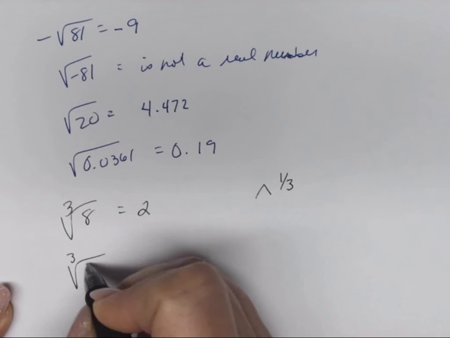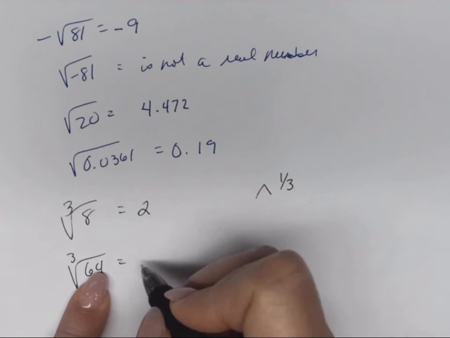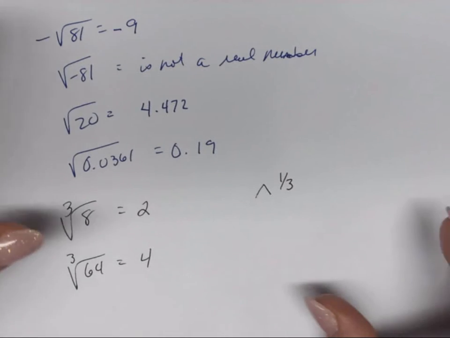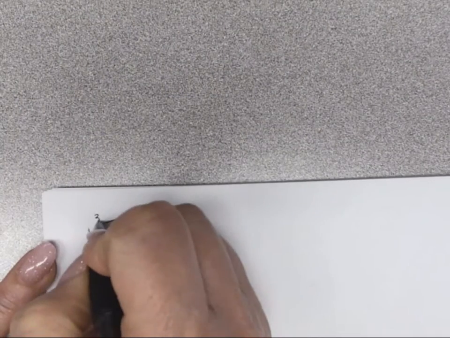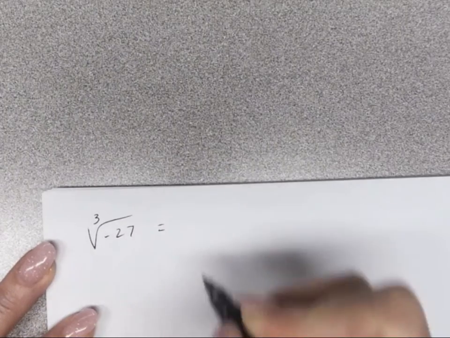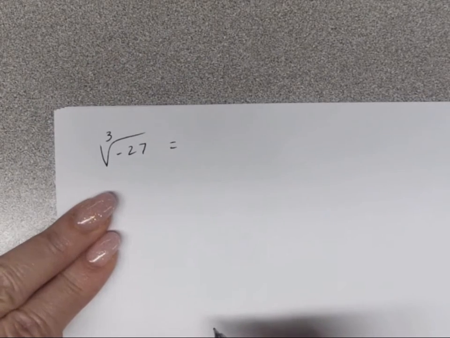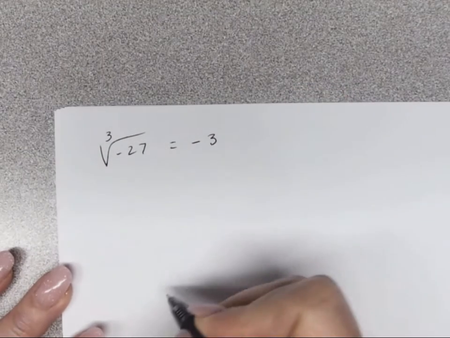If we take the cube root of 64, what times itself 3 times will get us 64? That would be 4. So 4 times 4 times 4. All right, as we talked about, again, we can take the cube root of negative 27. That's going to be negative 3, times negative 3 is positive 9, times negative 3 would be negative 27.